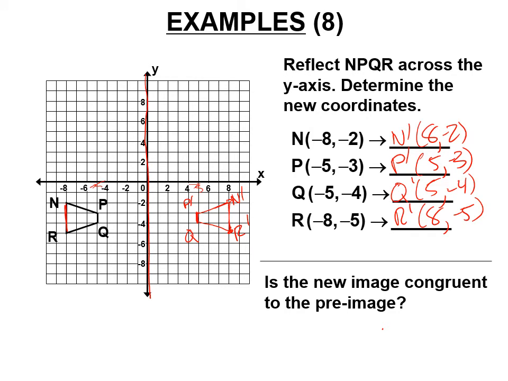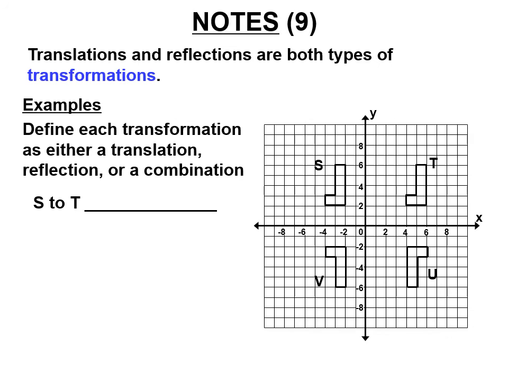Is the new image congruent to the pre-image? Yes, just like with translations. The image does not change its size or shape. It's congruent. All right, so translations and reflections are both types of transformations. There are other types that we're going to go over for sure in 8th grade, if not before then.